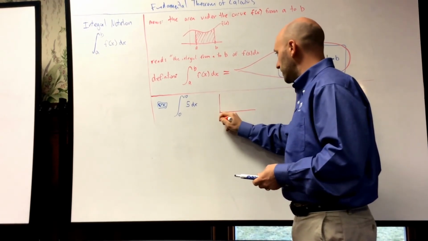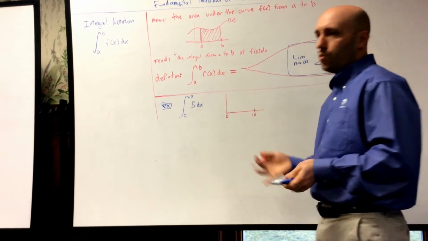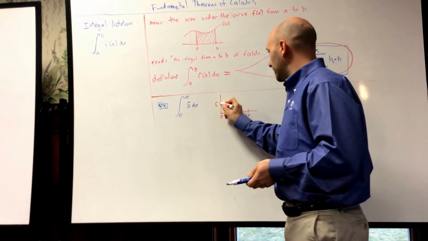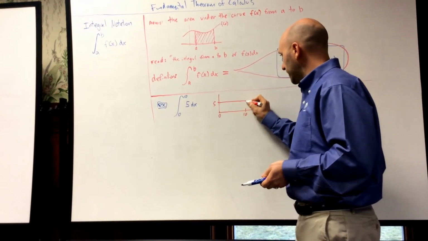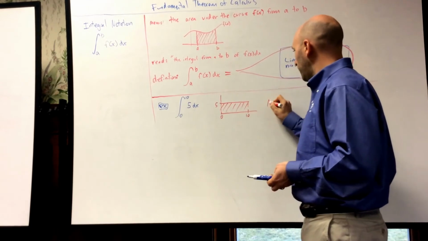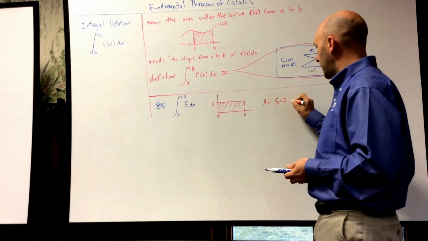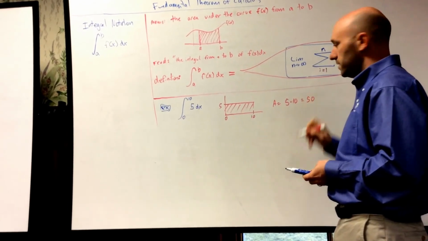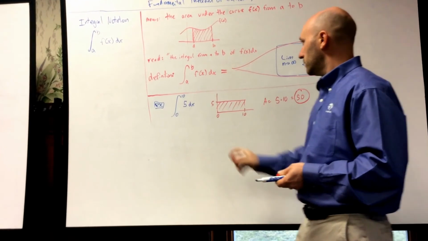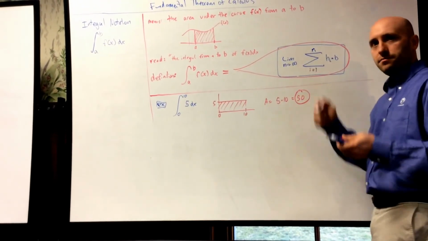So what this question is asking, and you can picture this in your head, and that's fine. Your homework is going to be problems like this, by the way. It's a rectangle that goes from 0 to 10, and it stays at 5. So the area equals 5 times 10, which indeed is 50. The integral from 0 to 10 of 5 dx is 50. Good work.